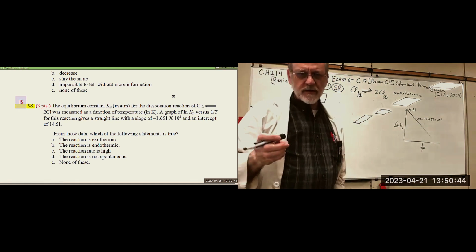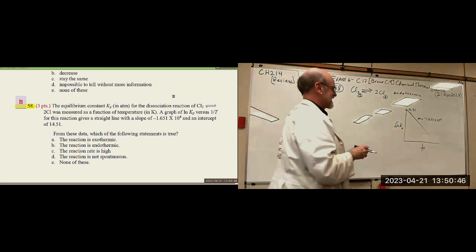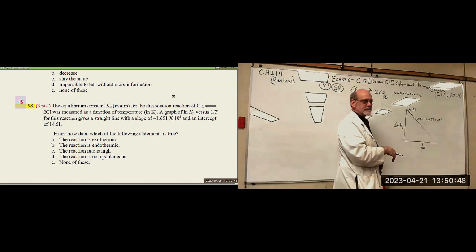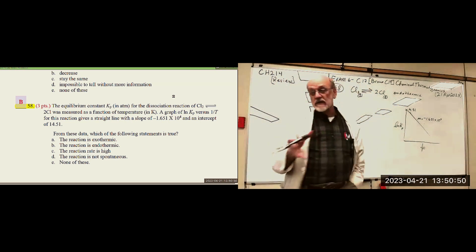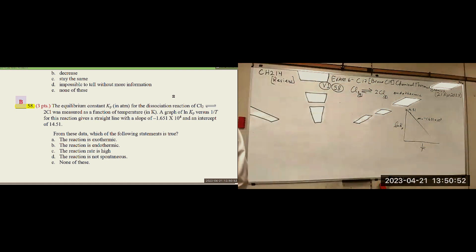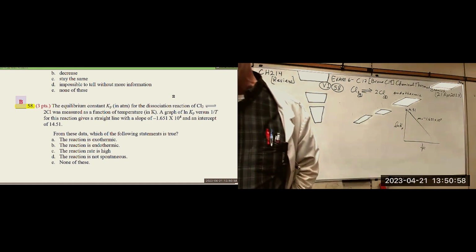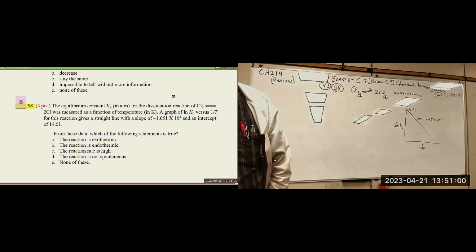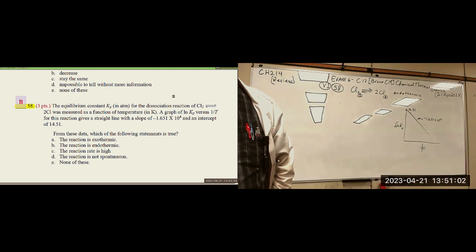The reaction is exothermic. The reaction is... that's a lot of blue smoke. I mean, you could deduce it from the graph. You could deduce it from the graph.